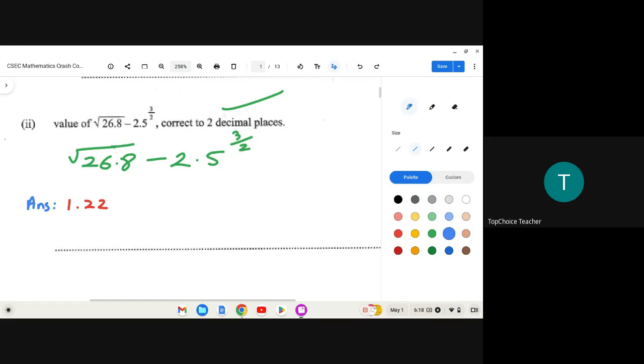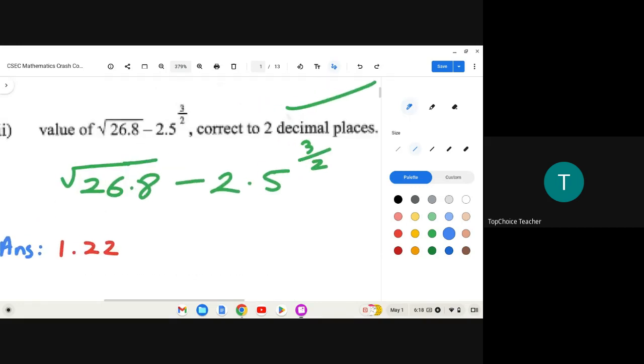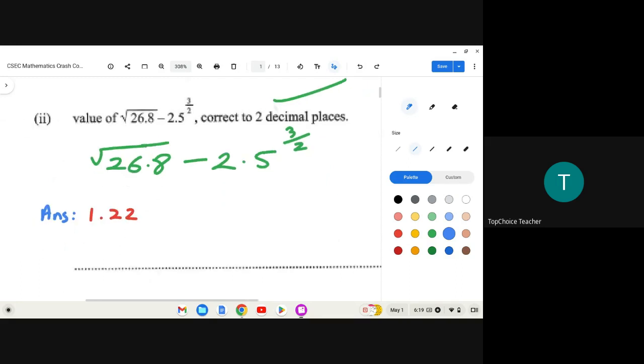So if you're putting this into your Sharp calculator, what I would do is use brackets. I would put a bracket here. And this would be in a bracket as well. Make sure you use brackets when necessary when you input certain things into your calculator.